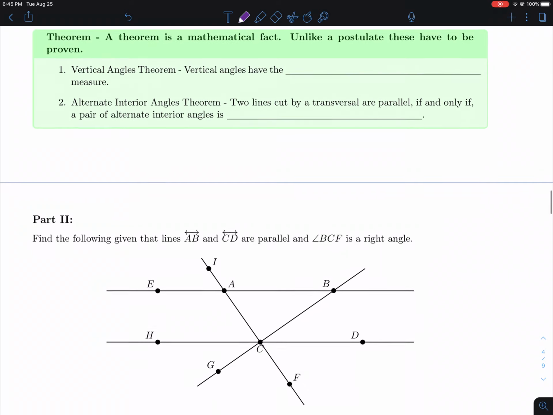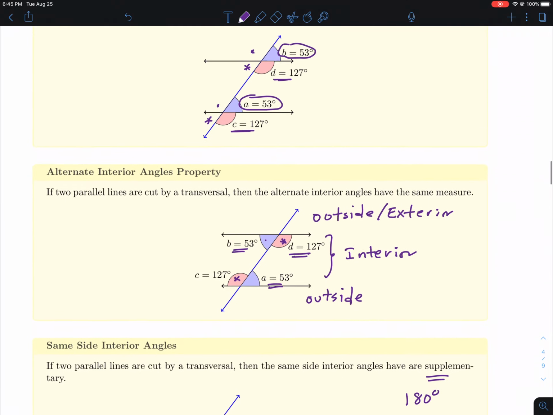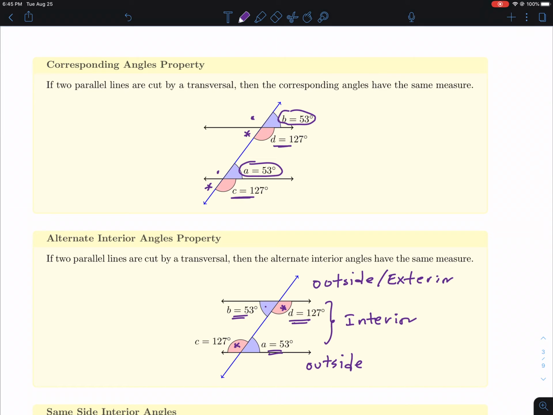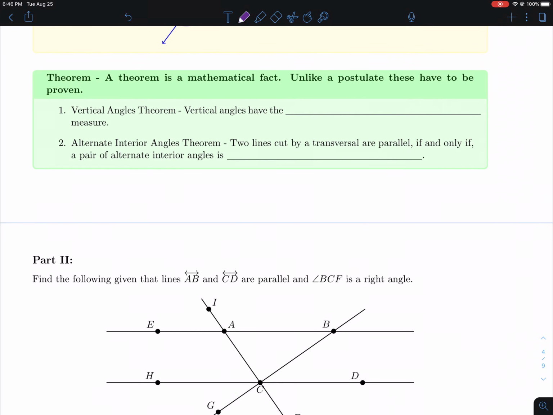So the two that we've got here, and this will help us when we're doing some of these problem solvings later, is the vertical angles theorem. The vertical angles theorem says that vertical angles have the blank measure. If we go up to this very first one, remember I said that this guy had an angle of 53, and it turned out this guy has an angle of 53 also. The reason is those two angles are vertical angles, so they're exactly the same. That's what our first theorem tells us: vertical angles have the same measure, so they'll be exactly the same degree.